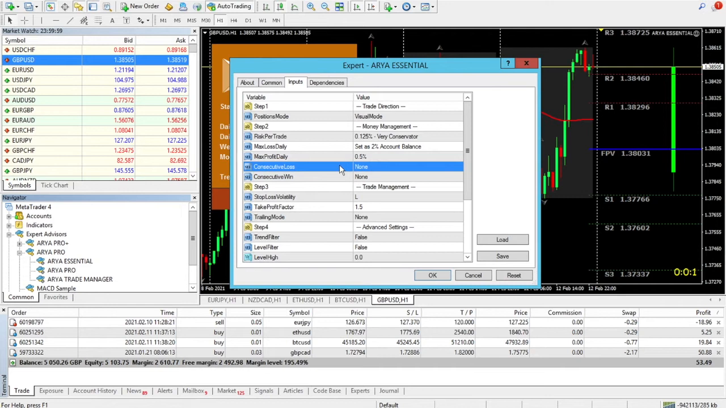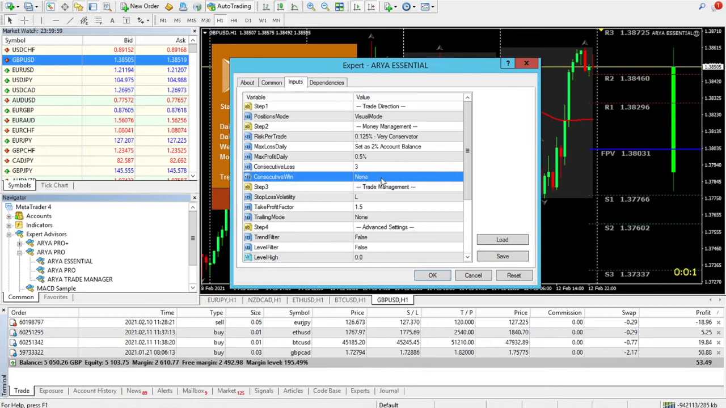Consecutive loss is the set maximum consecutive losses per asset that I can have in one day. I can choose from 1 consecutive loss all the way up to none, which is unlimited. If I choose 1 consecutive loss, Arya will stop trading when 1 loss has been realized. Similarly, if I choose 3, Arya will stop trading when 3 consecutive losses have been realized.